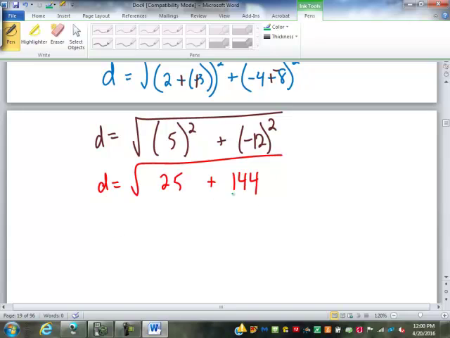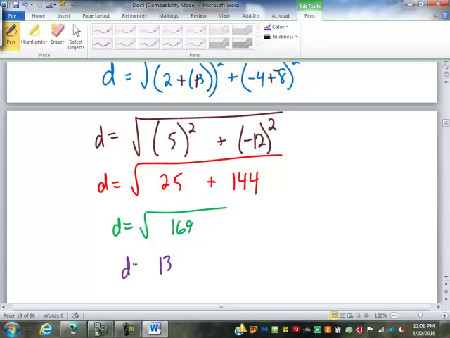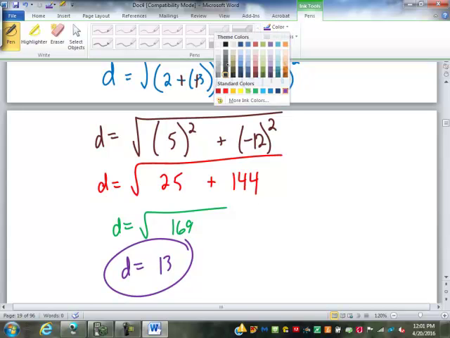Anything squared, as you recall, is always positive. Now we just add those together. 25 plus 144 is 169. And we take the square root, which will be 13. So the distance between those 2 points is 13 units.